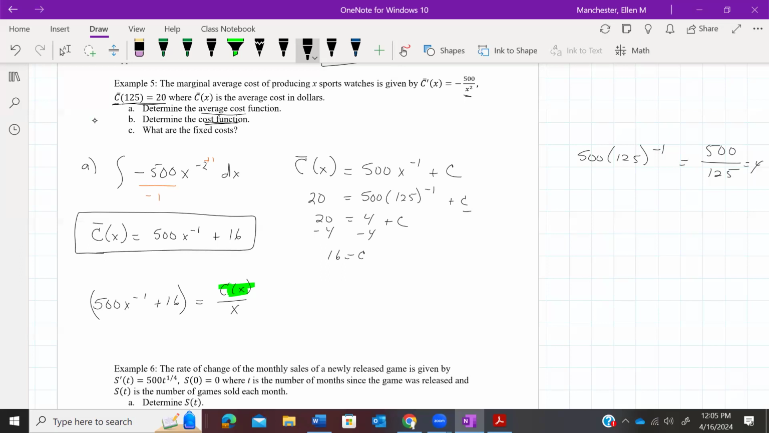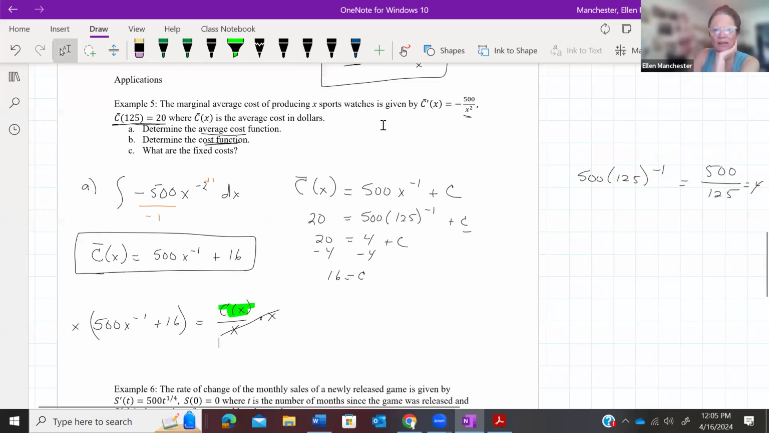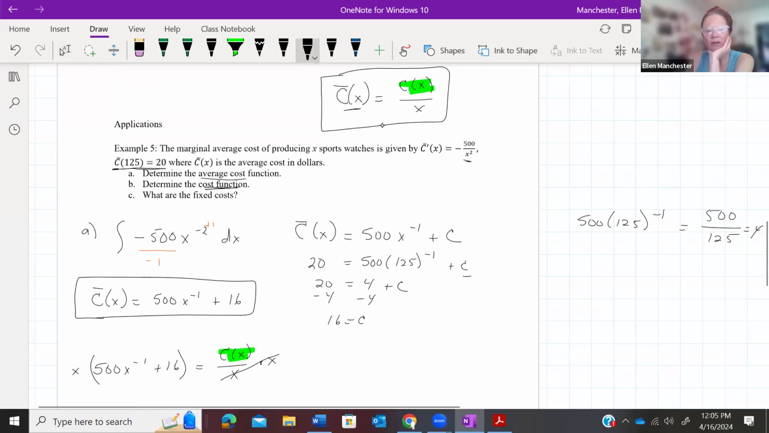Multiply by X. So I'm just going to multiply both sides by X. What that does is it cancels that, and now what's left is my cost function. Okay, so you just did the exact opposite. To get average, you took the cost and divided by X. To get the cost, you took the average and multiplied by X. So you just did the inverse operation.